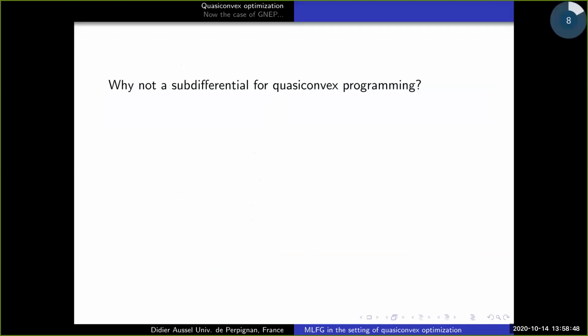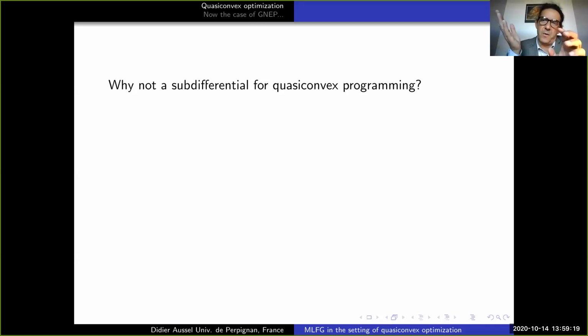My main idea in what I developed on subdifferentials over several years is this: we are used to considering the derivative, the gradient, or the subdifferential if we don't have a derivative. My main message is that, in the case of quasi-convex functions, you have to forget about those tools. Why? Because essentially, the derivative or the subdifferential are defined as normal cones to the epigraph.